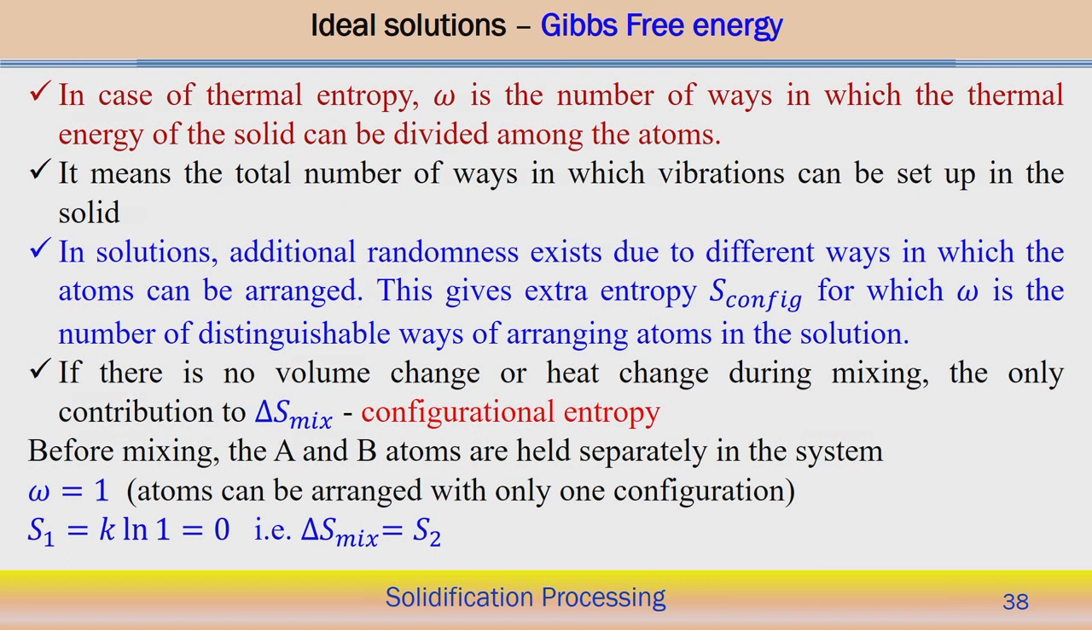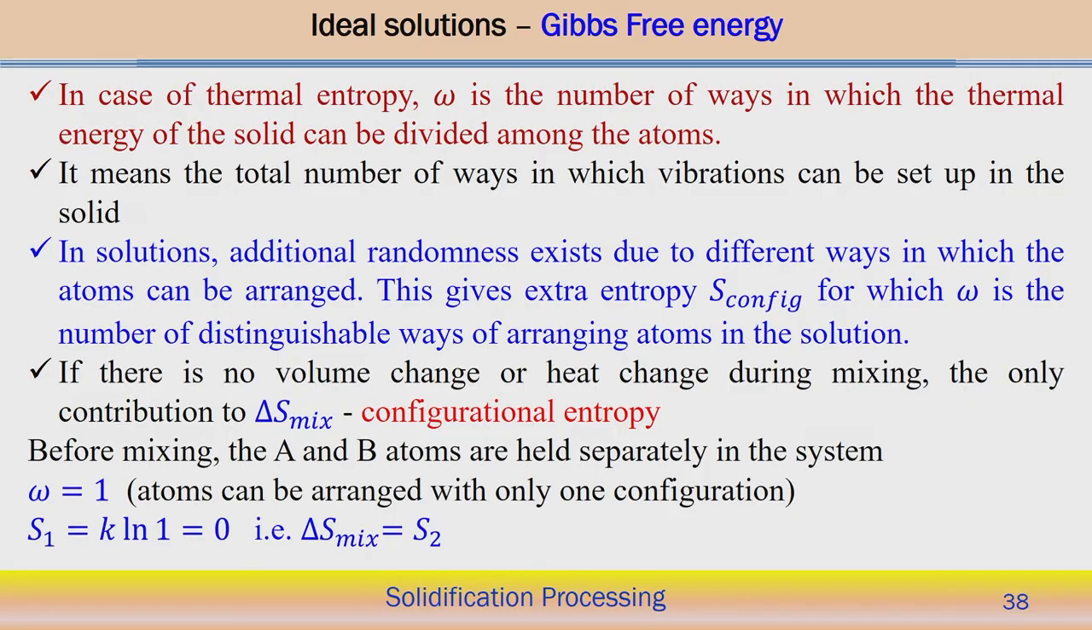Now, in the case of a solid solution, there is an additional entropy because of different configurations, that means the ways the arrangement of the atoms can be done. There are so many different ways atoms can be arranged after mixing. Therefore, this gives the configurational entropy. The representation of the configurational entropy is the number of distinguishable ways such that atoms can be arranged in the solution. So, what number of ways the atoms are arranged in the particular solution.